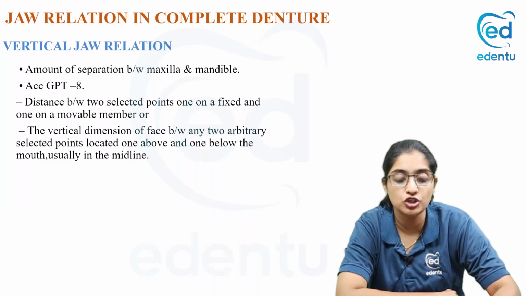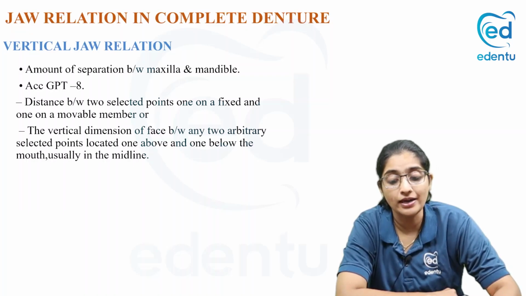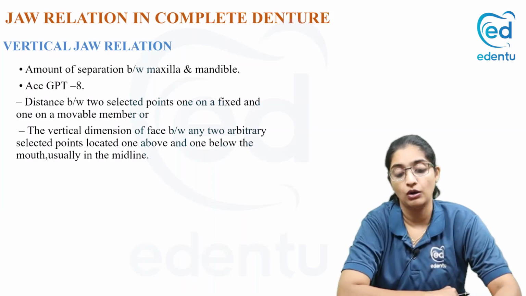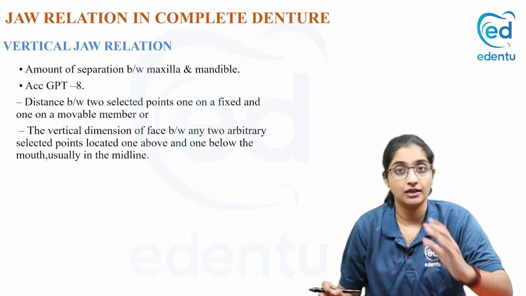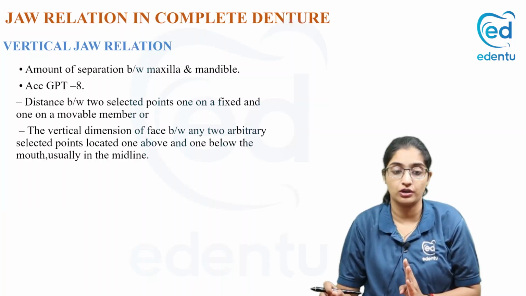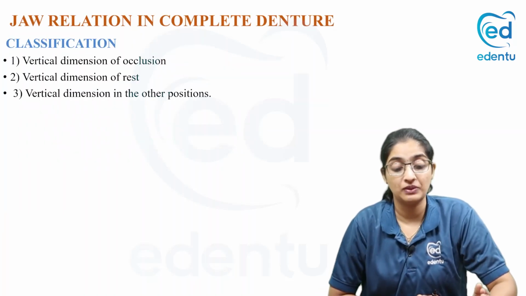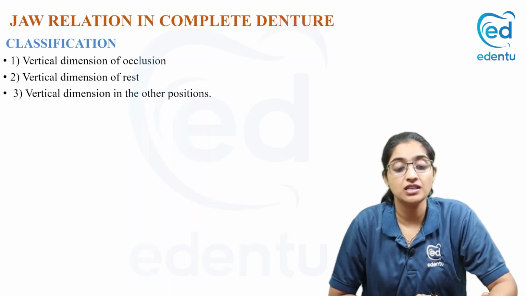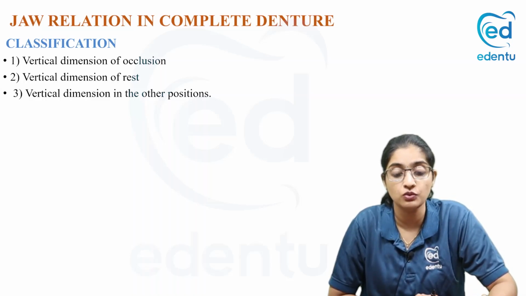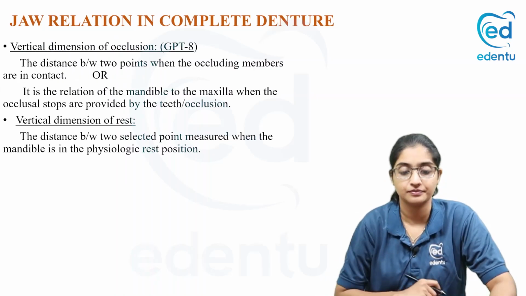That is, one is a fixed member, one is the movable member. The vertical dimension of the face between any two arbitrary selected points located one above and one below the mouth, usually in the midline, along the midline. That is important for your vertical jaw relation. Vertical jaw relation, there are three types. One is vertical dimension at occlusion, vertical dimension at rest, and vertical dimension in other positions.